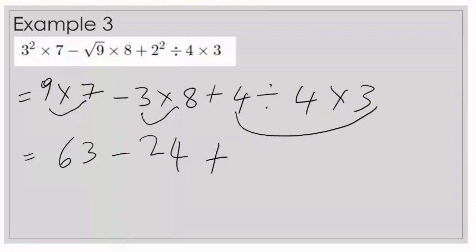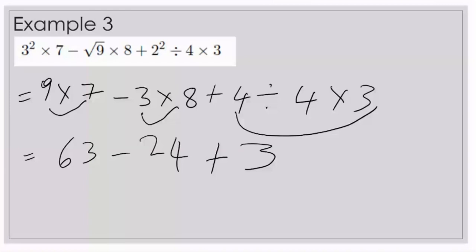And then 4 divided by 4, I'm doing it by inspection. 4 divided by 4 is 1, multiplied by 3. That is going to be equal to 3. You can just do that by inspection. And then now you've got addition, no, subtraction. So what you do, you look from left to right.